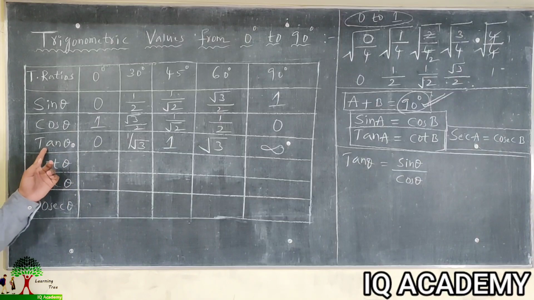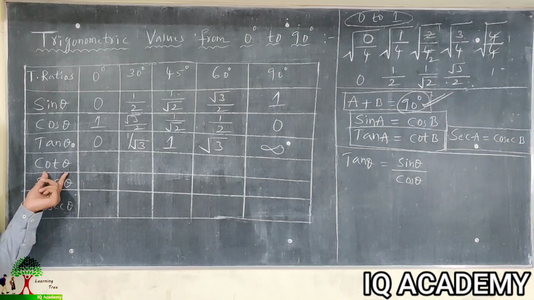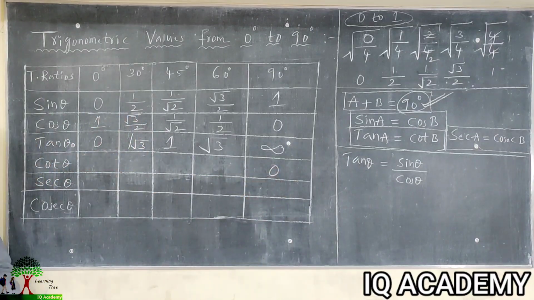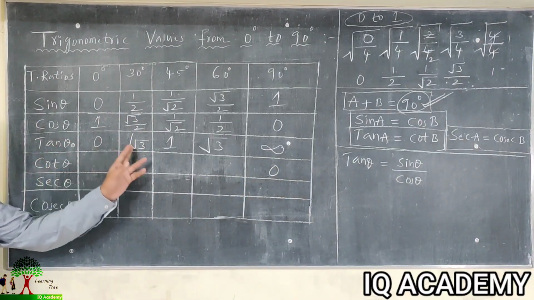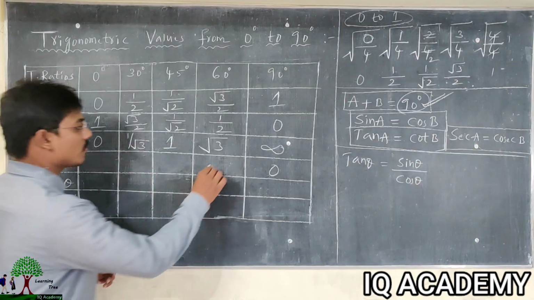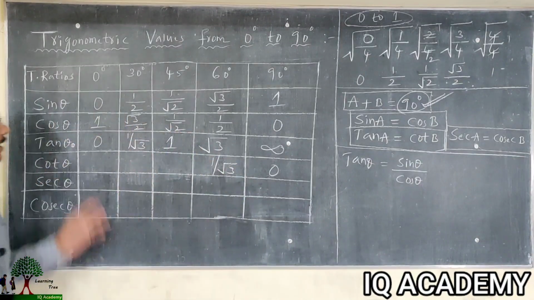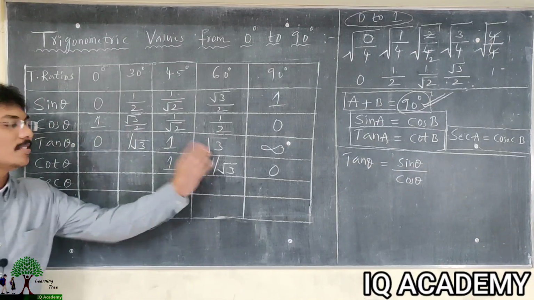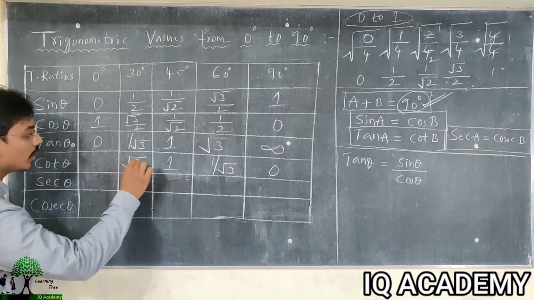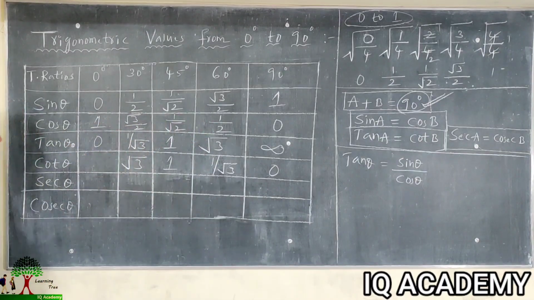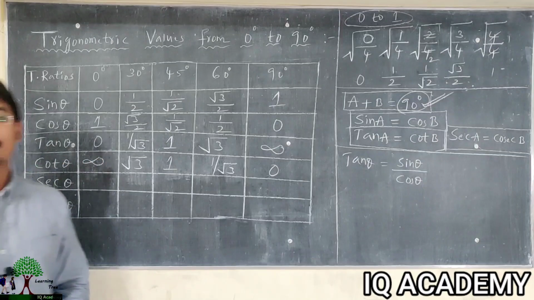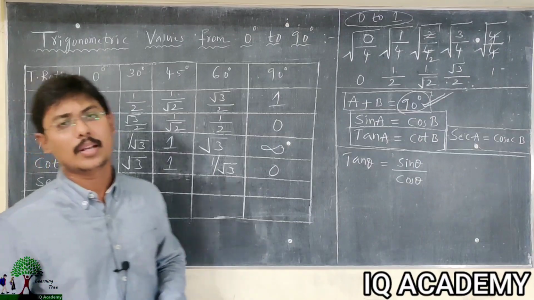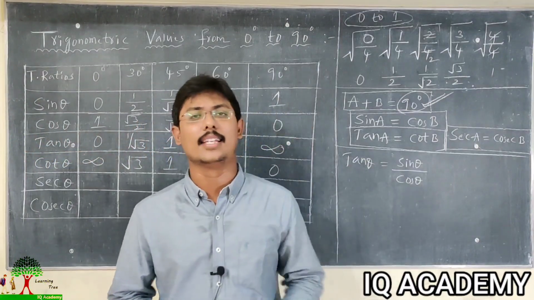Now here, from tan theta we are going to find cot theta. So tan 0 is 0, cot 90 is also 0. We know why it is 0. Tan 30 is 1 by root 3, cot 60 is also 1 divided by root 3. Tan 45 is 1, cot 45 is also 1. Tan 60 is root 3, cot 30 is also root 3. Tan 90 is infinity, cot 0 is also infinity. Now you can understand the table very easily. If you understand the table, we can memorize easily.